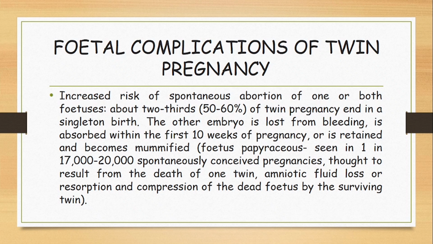What are the fetal complications of twin pregnancy? There's an increased risk of spontaneous abortion, which occurs in about 50 to 60% of twin pregnancies. Then you may also have what we call fetus papyraceus, in about 1 in 17,000 to 20,000 spontaneously conceived pregnancies, thought to result from the death of one twin, or amniotic fluid loss, or resorption and compression of the dead fetus by the surviving twin. This can be seen within the first 10 weeks of pregnancy.